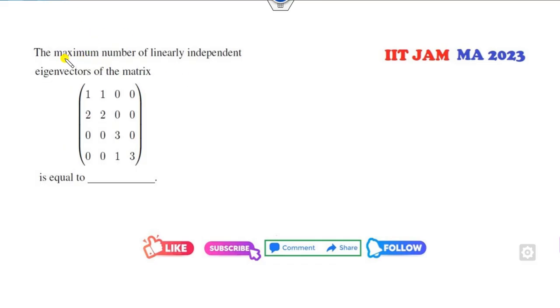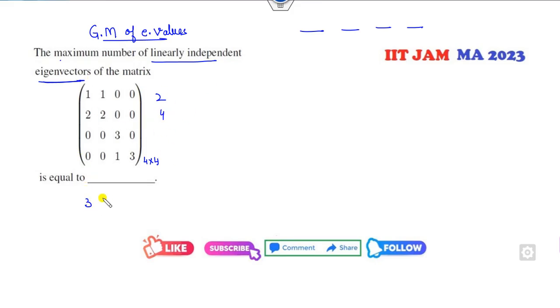Okay. The maximum number of linearly independent eigenvectors is always the geometric multiplicity of the eigenvalues. So it is a 4 cross 4 matrix. Okay, so you have 4 eigenvalues. Firstly, we can check whether the row sum is the same. It's 2, 4, it is not the same. Column-wise 3, 3, 4, 3, it is not the same. So we can't find it that way.